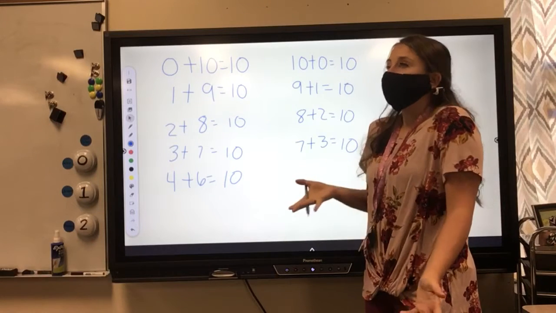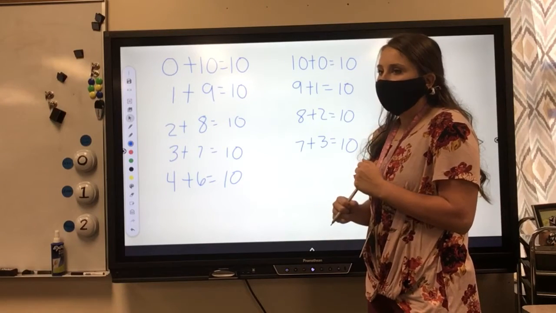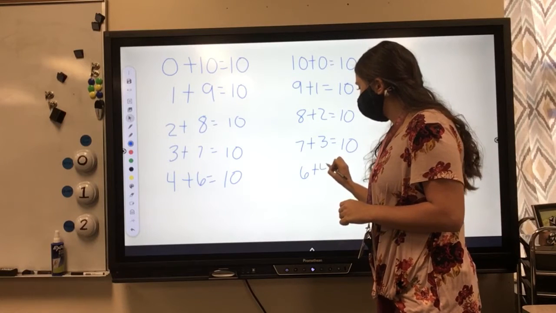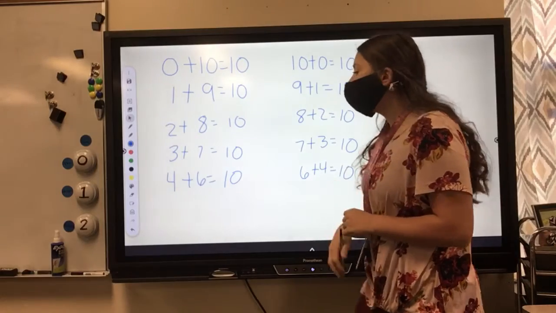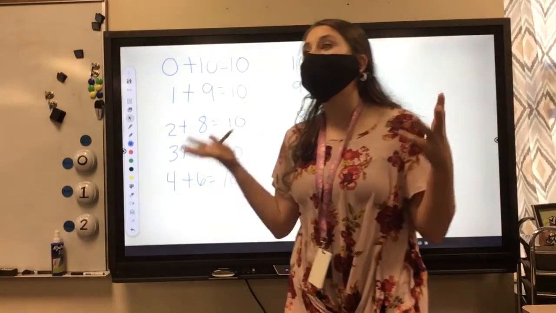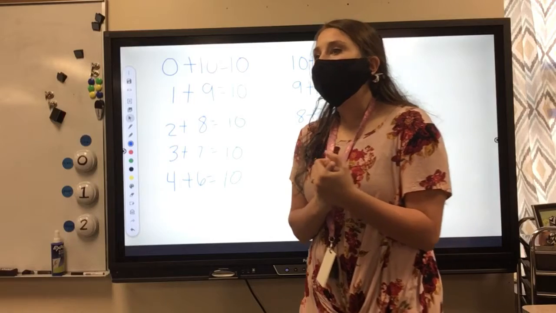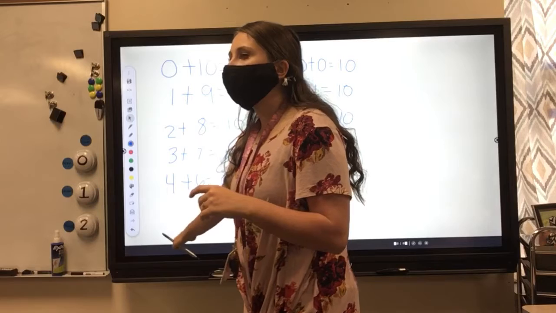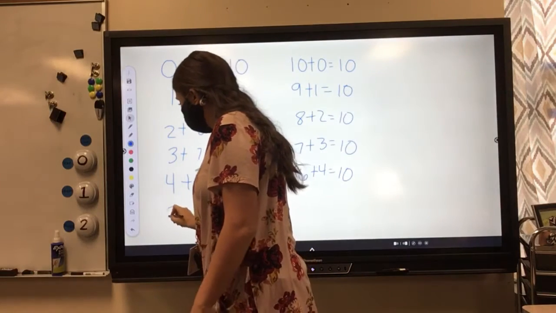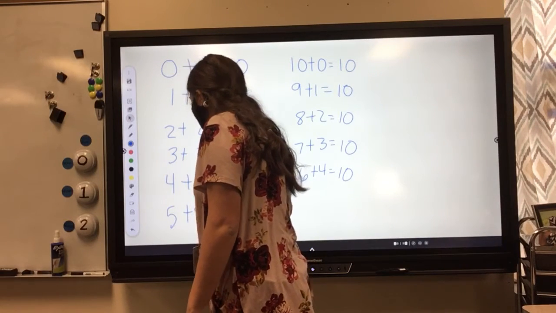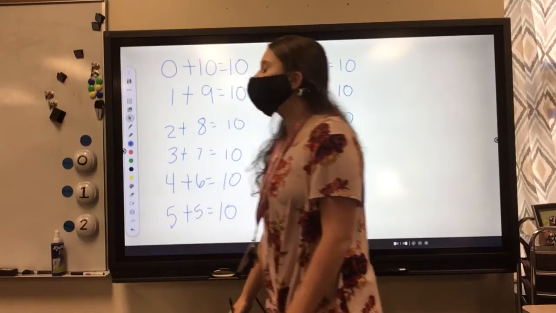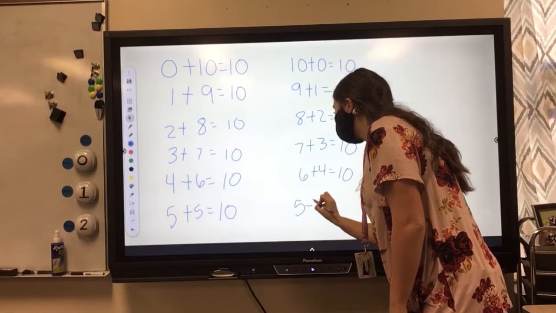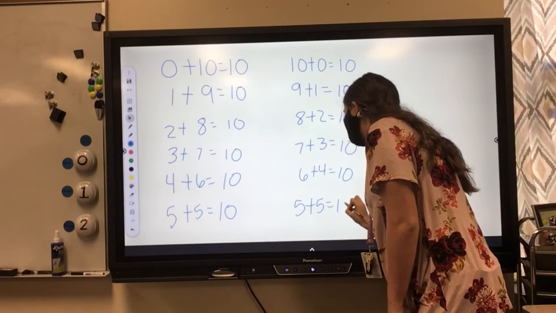If we were listening, Clayton just gave it to us. 6 plus 4 equals 10. And we have one, well, kind of 2, but basically just one last one. What's our last one? We have 0, 1, 2, 3, 4. What is our next one going to be? 5 plus 5 equals 10. And what's the turnaround fact for that? 5 plus 5 equals 10.